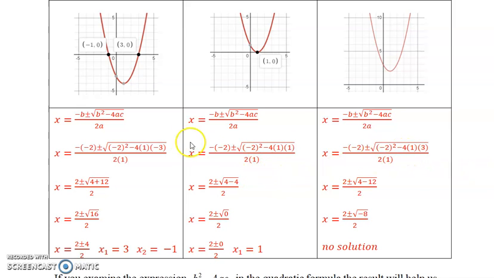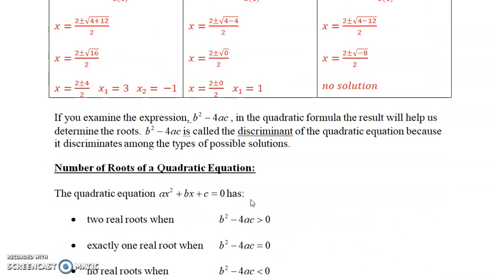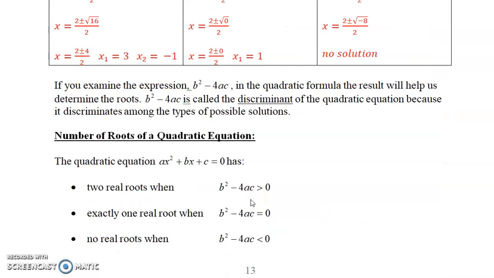What's underneath there, the b squared minus 4ac, is called the discriminant. Here are the number of roots of a quadratic equation. You knew there were one, two, or none, but this is a quick way to determine it without graphing, just doing quick mental math. I know I said determinant, and I sometimes do say that because it's matrix stuff. I apologize. It's the discriminant, not the determinant.